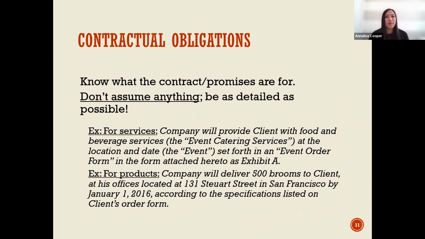Okay, so know what the contract is for. Don't assume anything, be as detailed as possible. This gets a little bit into the ambiguity issue. Let's just take the first example. Company will provide client with food and beverage services, the evening catering services at the location and date of the event set forth in an event order form in the form attached hereto as Exhibit A.